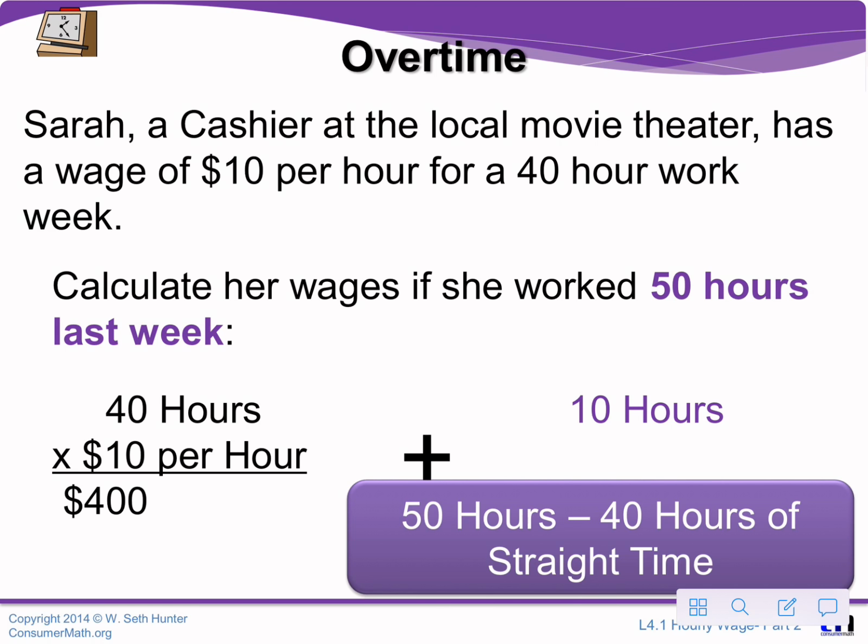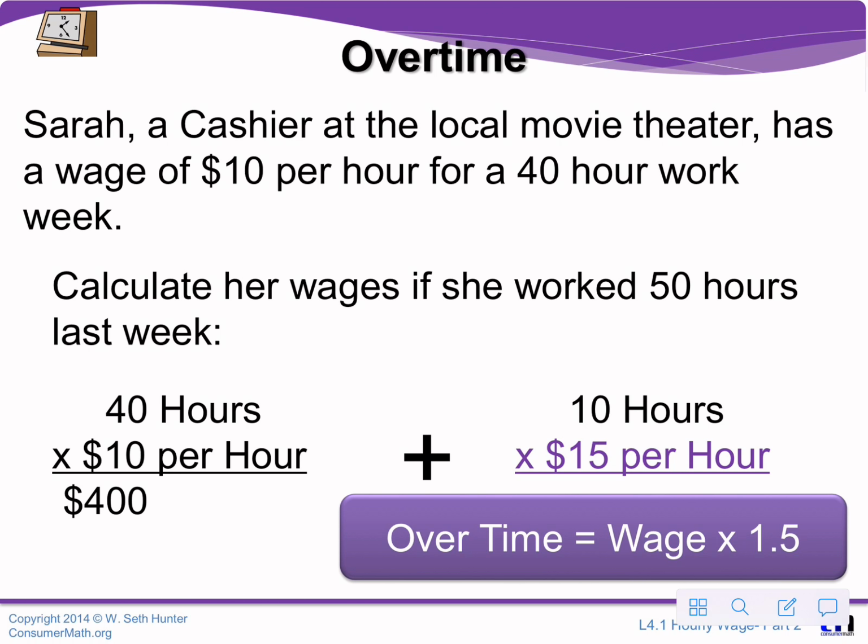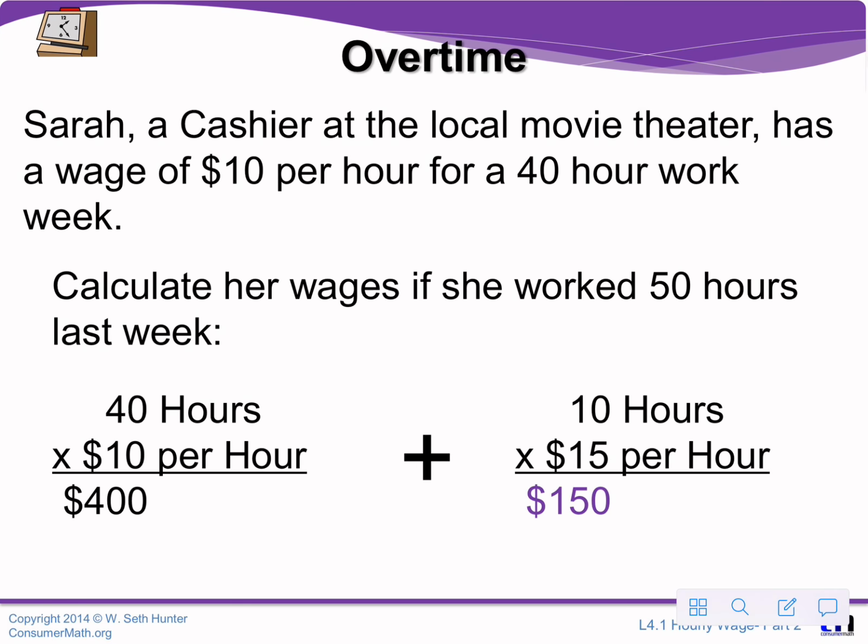50 hours minus 40 hours of straight time is 10 hours. So there's 10 hours of overtime, times 1.5, because remember, overtime is time and a half, or 1.5. So 10 times 1.5 gets us 15 hours. And then we add the two amounts together, our regular plus our overtime.